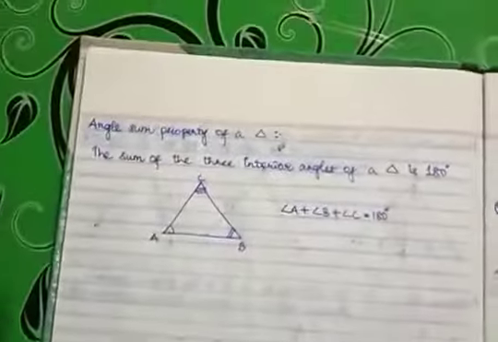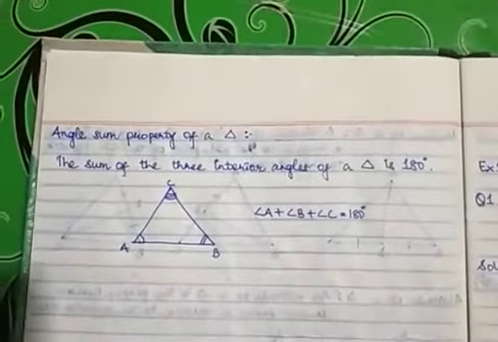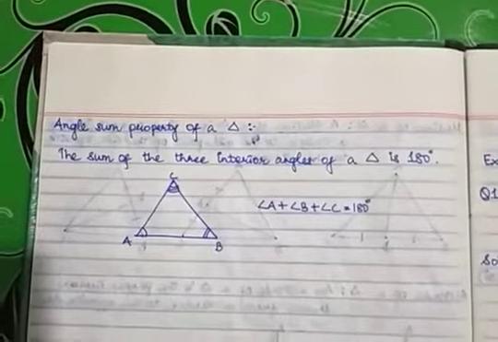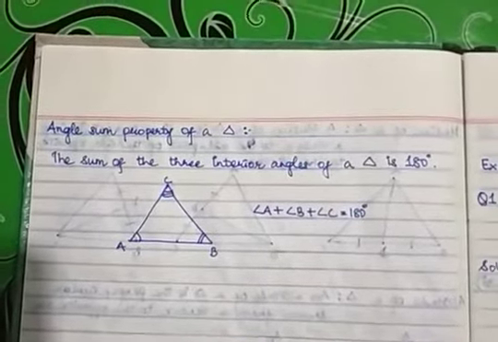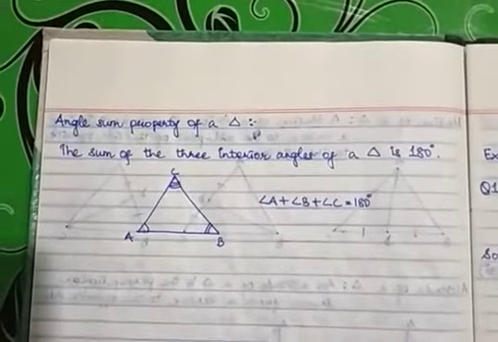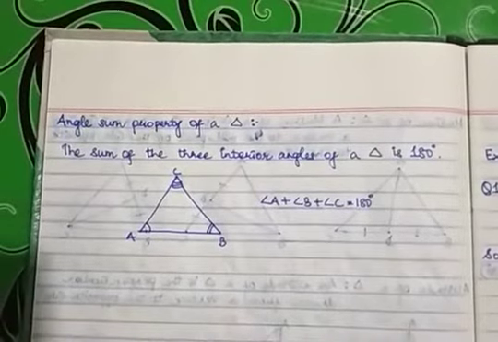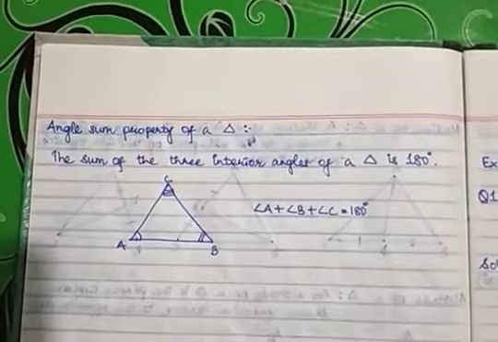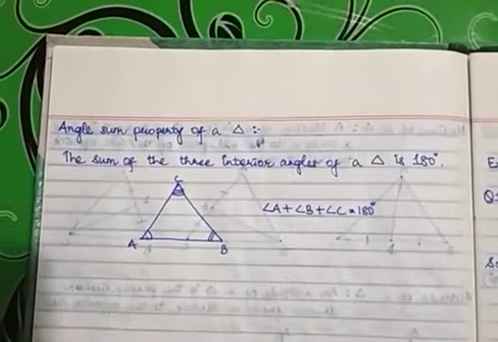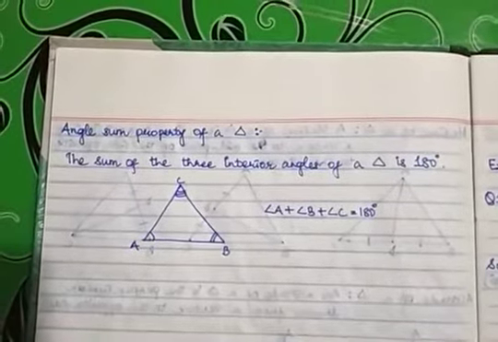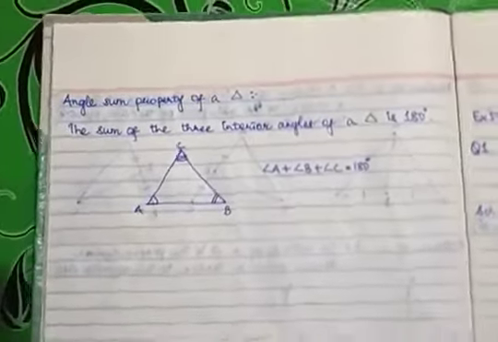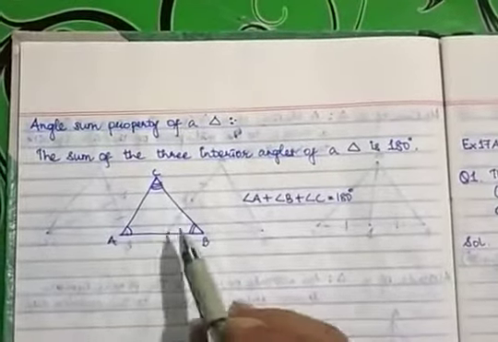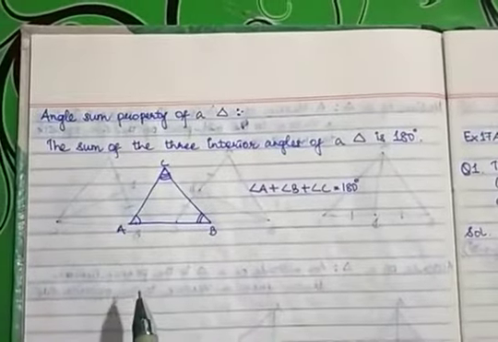Okay, so the last topic for today from the basic part here we have is angle sum property of a triangle. Now this one is very important. Angle sum property of a triangle. So the sum of three interior angles of a triangle is 180 degree. According to angle sum property of a triangle, what we know is the sum of three interior angles of a triangle is 180 degree. So when we add all the three interior angles of a triangle, we'll always get 180 degree.